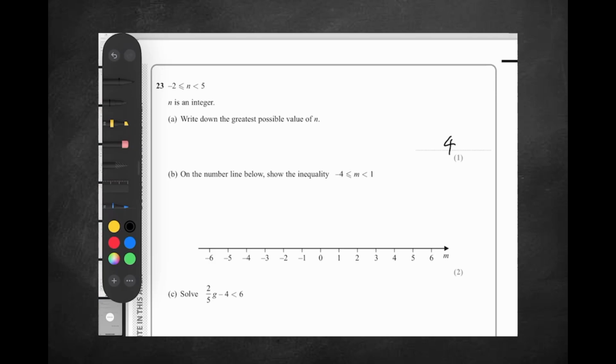Part B. On the number line below, show the inequality minus 4 is less than or equal to m, which is less than 1. So minus 4 is here, and we're going to shade it in as it's less than or equal to. And we go all the way to 1, and we'll do a circle here, and we don't shade it in because it is just less than. And we're done.